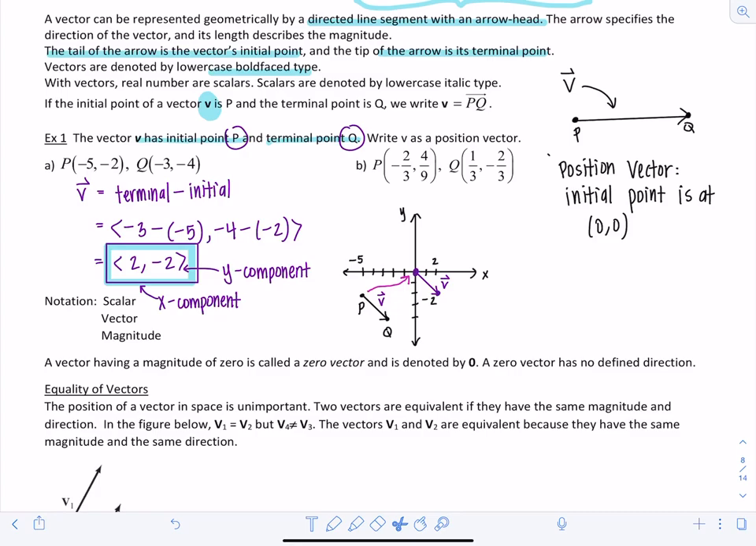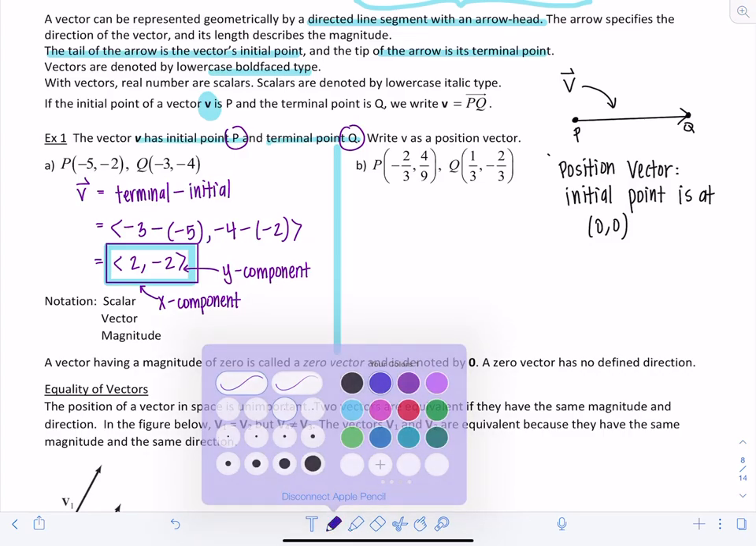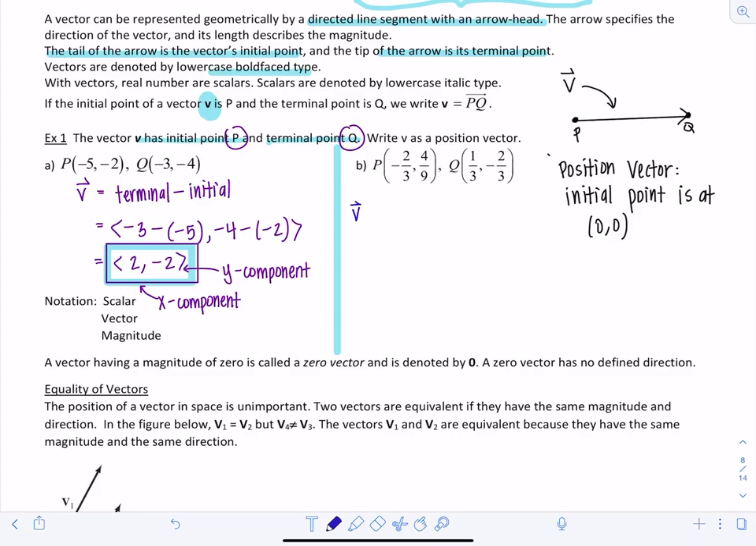So let's just get rid of this. We have no room for it. And we'll move on to example B. So here again, we have points P and Q, initial and terminal points, and they want us to write V as a position vector. So we're going to do that by taking the terminal minus the initial point. And make sure you use the correct notation for a vector.